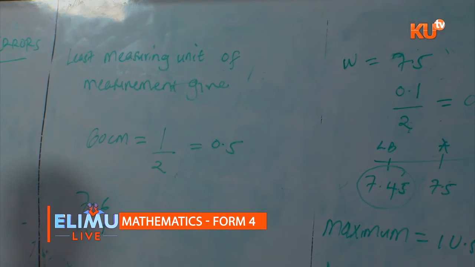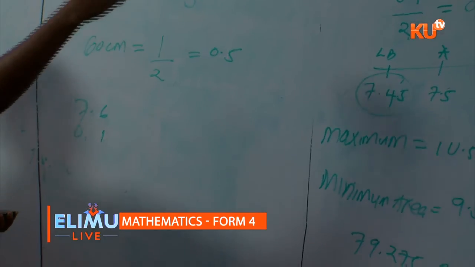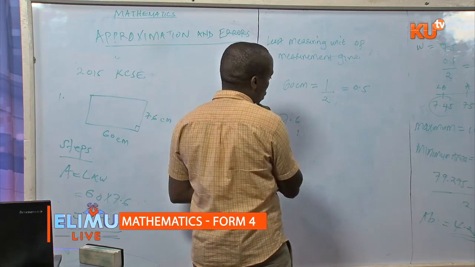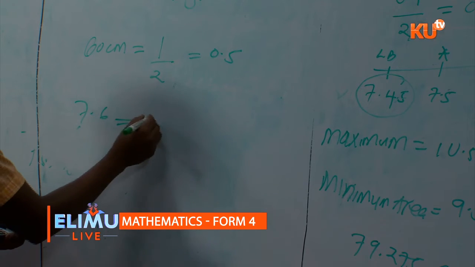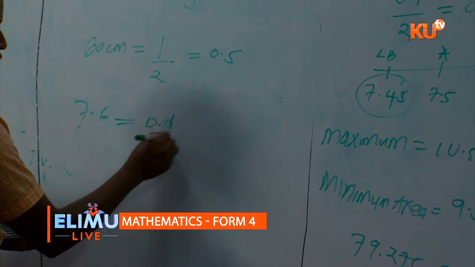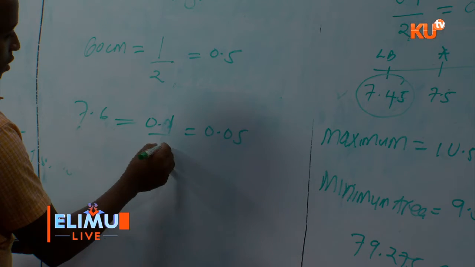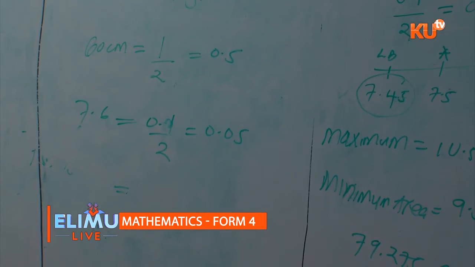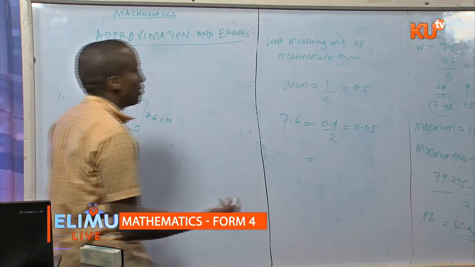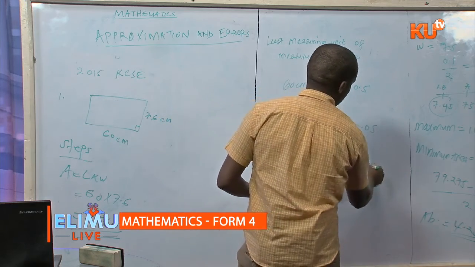So that's very simple. You take 7.6. The last digit on your right-hand side automatically becomes 1, 0.1. So this is 0.1 divided by 2, you get 0.05. Very simple. So from there, once you get the wrist measuring unit, you are able to get the upper bound and the lower bound of those measurements.